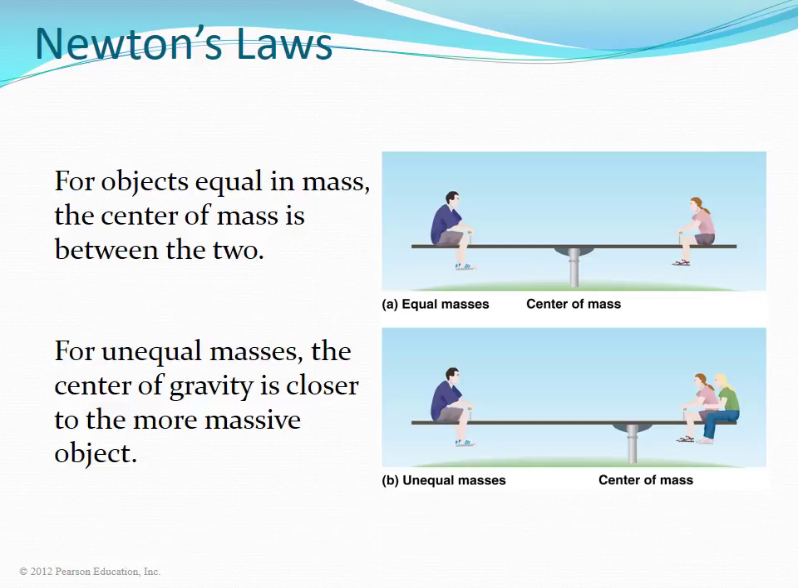Summarizing the center of gravity: for objects equal in mass, the center of mass is equally distant between the two. For unequal masses, the center of gravity is closer to the more massive object. Massive objects, such as planets and the sun, actually orbit about their common center of mass. If one object is much more massive than the other, the center of mass is not far from the center of the more massive object.